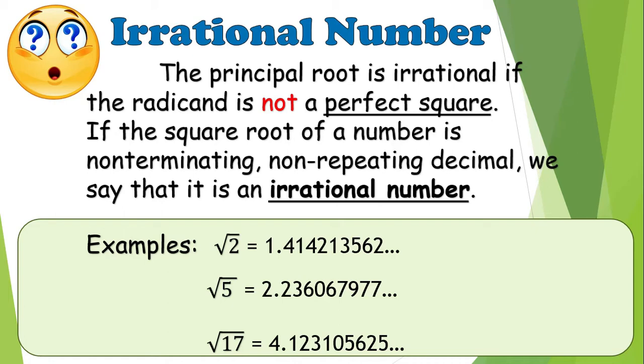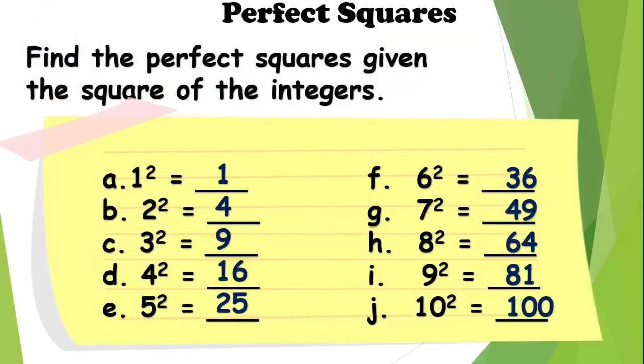Okay, so pansinin nyo mabuti, dapat ang makuha yung square root ay nasa sagot natin. For example, here, from 1 to 100, we have 1, 4, 9, 16, 25, 36, 49, 64, 81, 100. Pag hindi yan nakuha yung problem, kapag kinukuha yung square root, magiging irrational ang sagot. So, pakitandaan mabuti yan ha. At sana alam nyo na din yung 11 squared, 12 squared, 13 squared, and so on and so forth, para maalala nyo lahat ng perfect squares. Okay, let's continue.